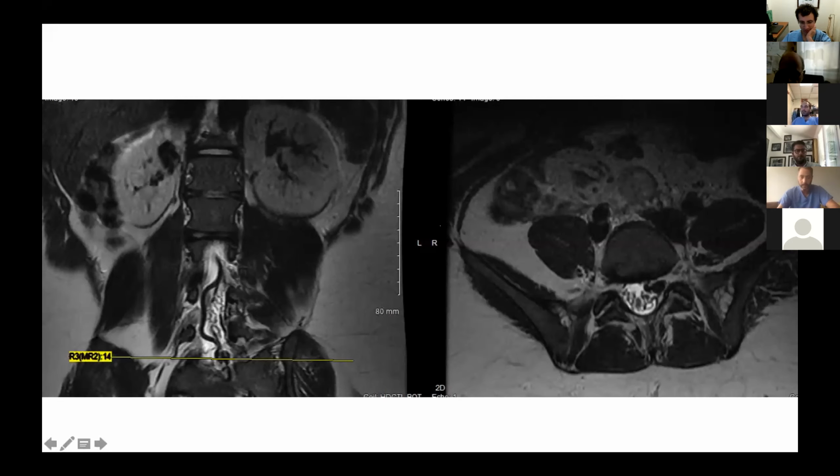Should we get a poll going? A quick poll? Do I have that? I don't know if I can do that. Or maybe do angiography to better define the lesion.